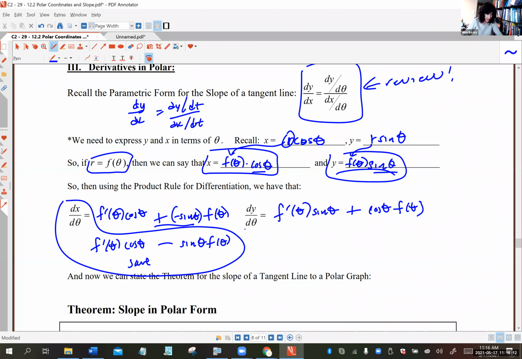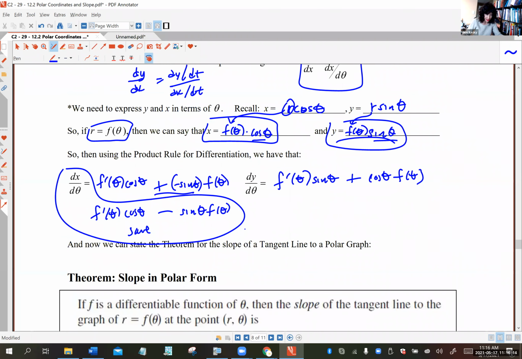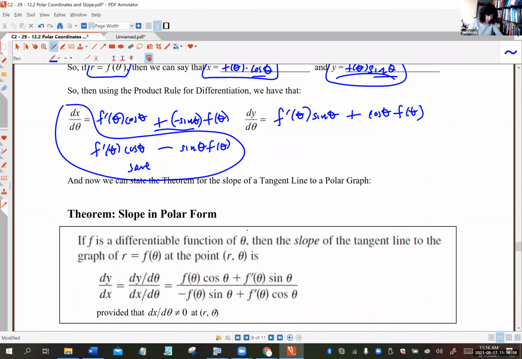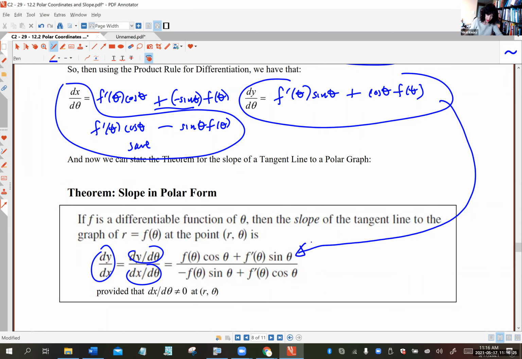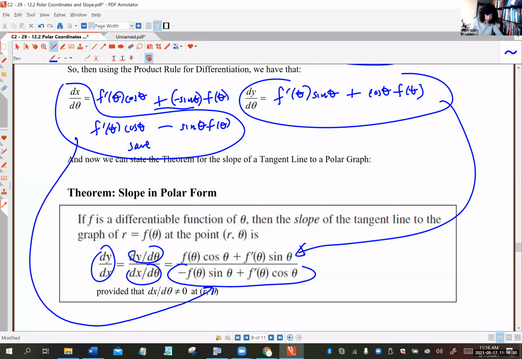Now you're going to put it all together. And this is where it's just, it's disgusting. But you're going to go dy dx is dy d theta divided by dx d theta, where dy d theta, we just did it, goes up top. And the dx d theta goes down here. And of course, provided the denominator doesn't equal 0, because that would be bad. Then your derivative is undefined. That's probably where you have a sharp corner or a cusp or something like that.